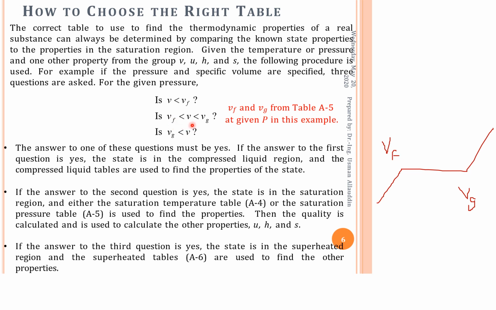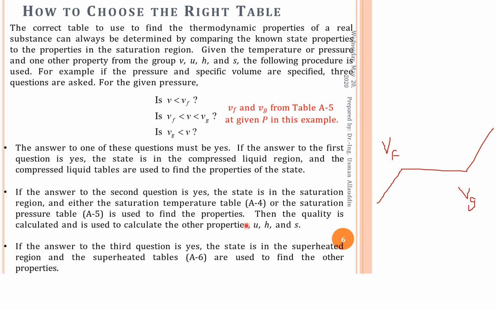The second question is, if our condition is greater than Vf but less than Vg. Greater than Vf means we are at saturated mixture, and less than Vg means that we are at saturated mixture. We are not at one end or the other, we are in between, somewhere on this whole line. So what will that be? That is saturated mixture, we know that. Let's see what the answer says.